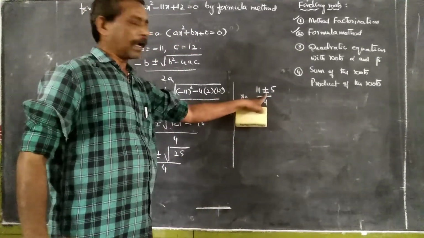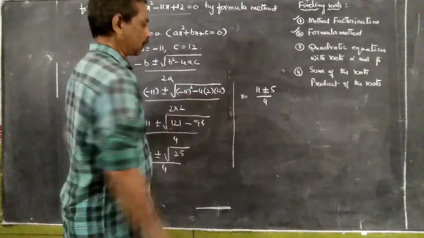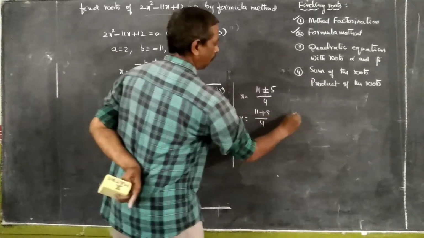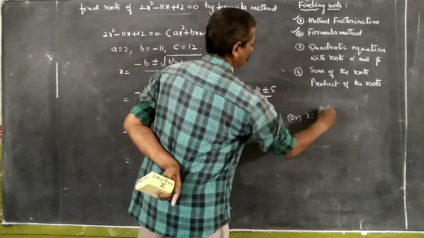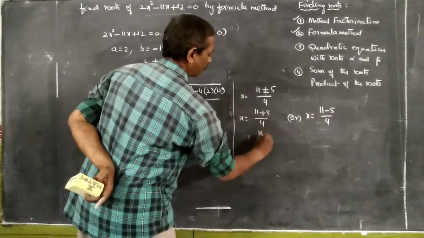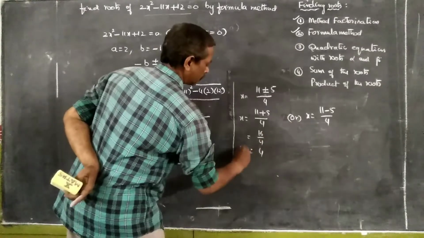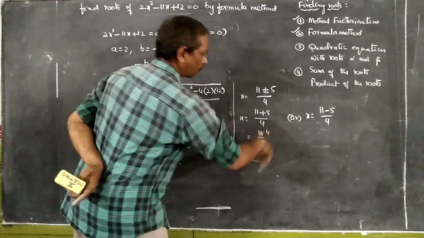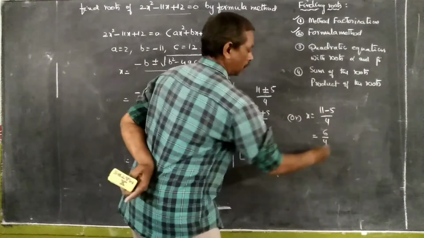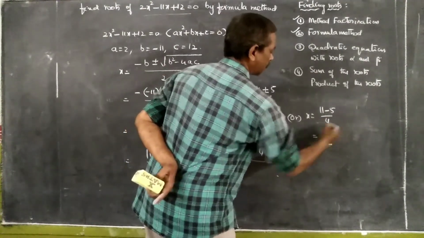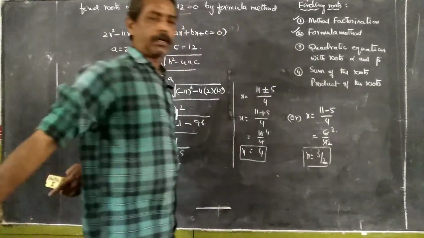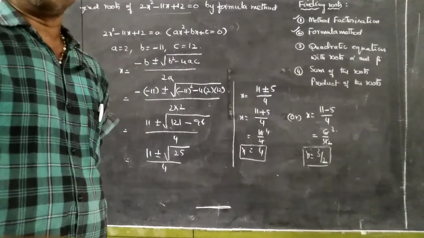Since it is plus or minus, that means there are two roots. So x = (11 + 5)/4 or x = (11 − 5)/4. 11 plus 5 is 16 by 4, cancel 4 times, so x = 4. Here 11 minus 5 is 6 by 4, 2 cancel the denominator 2 times, here 3 times. x = 3/2. These are the roots of the quadratic equation by the formula method.